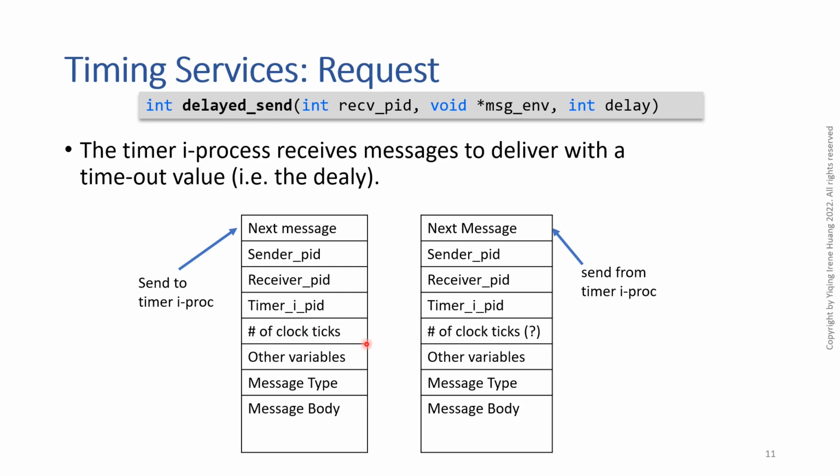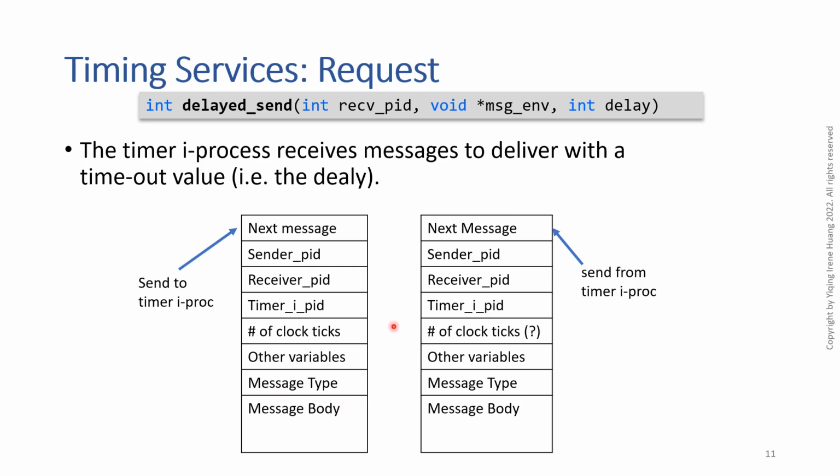You may want to put the number of clock ticks instead of the number of milliseconds in this field, because converting it to a number of clock ticks is easier on the OS side. Having said that, we configured our starter code so that every 1 millisecond is 1 clock tick. So for us, the delay is in the same unit as the number of clock ticks. You put this information and other variables if you want to keep track of more information, and this is your message.